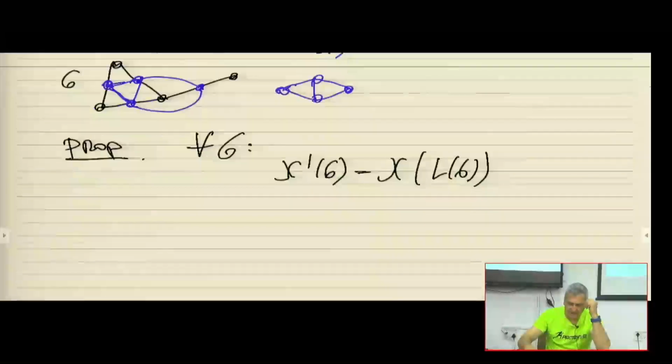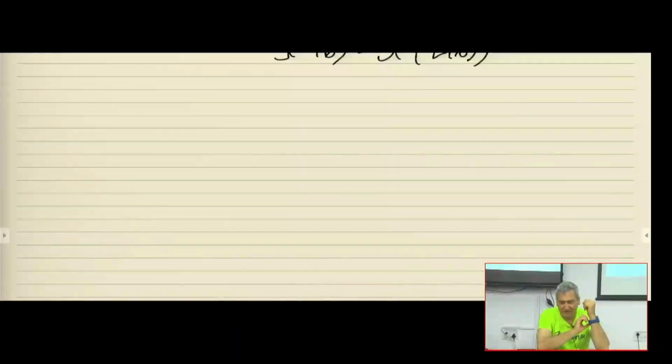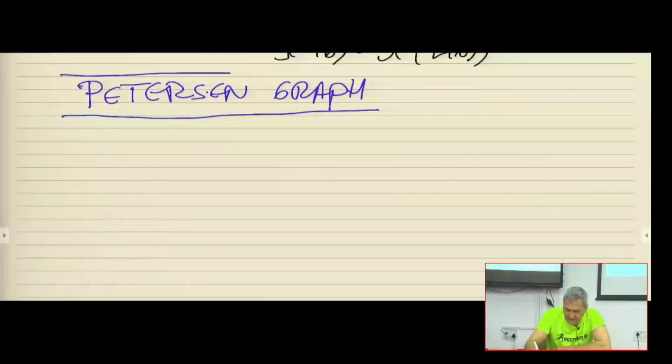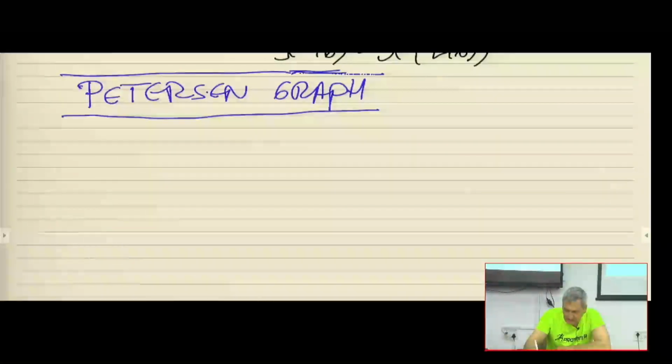All right. One very important graph in edge colorings, because there are several very difficult conjectures, is the Petersen graph. Let me draw it.